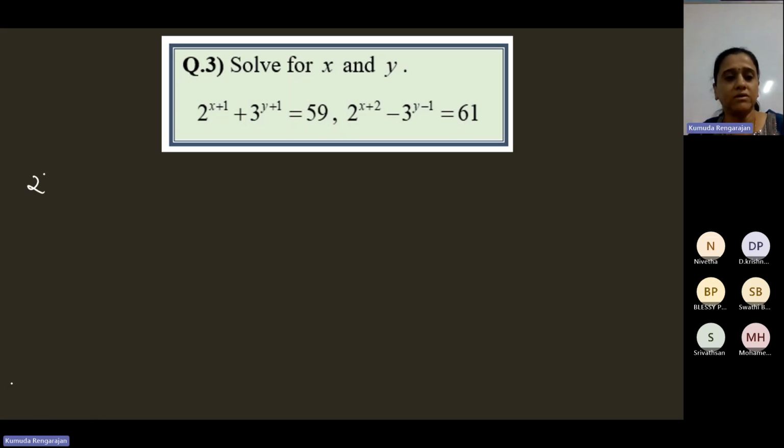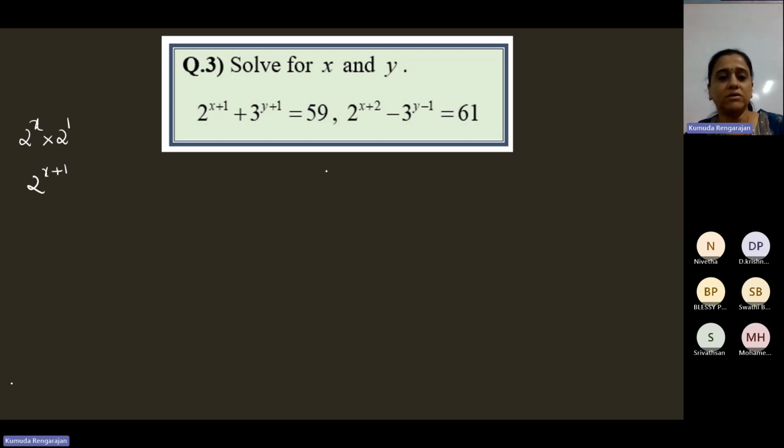All right. So 2 to the power x plus 1. You need to write the earlier step. When do you have this result 2 to the power x plus 1? The earlier step should have been 2 to the power x into 2 to the power 1, right?